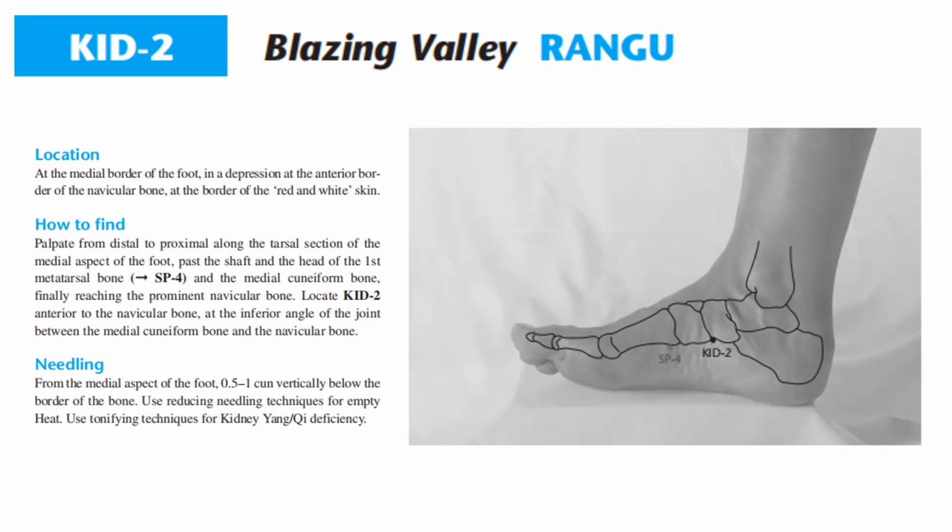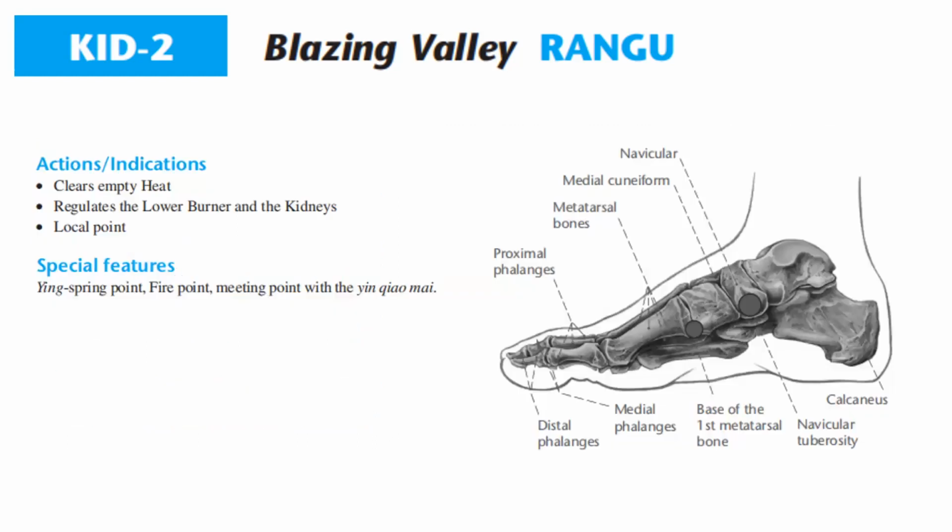Needling from the medial aspect of the foot, 0.5 to 1 cun, vertically below the border of the bone. Use reducing needling techniques for empty heat. Use tonifying technique for kidney yang or qi deficiency. For the action and indication: it clears empty heat. It regulates the lower burner and the kidneys.